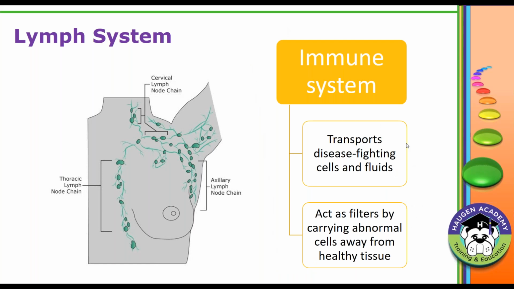The lymph system is part of the immune system, and that's a network of lymph vessels and lymph nodes running throughout the entire body. Similar to how the circulatory system distributes elements throughout the body, the lymph system transports disease-fighting cells and fluids. You can see clusters of bean-shaped lymph nodes, and they're in fixed areas throughout the lymph system. They act as filters by carrying abnormal cells away from healthy tissue.